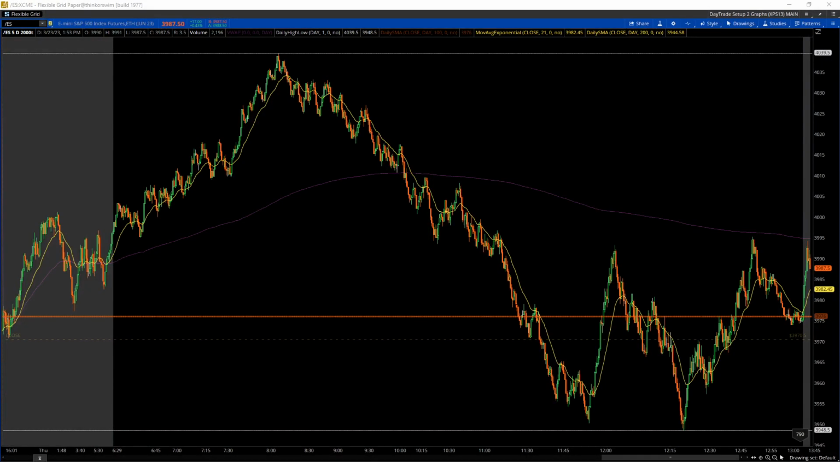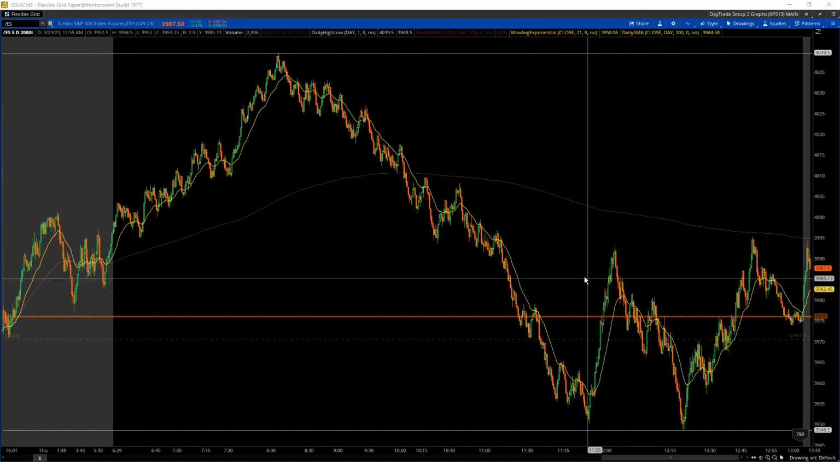March 23, 2023. This is the S&P 500 E-Futures Mini 2000 tick chart on the Thinkorswim platform.